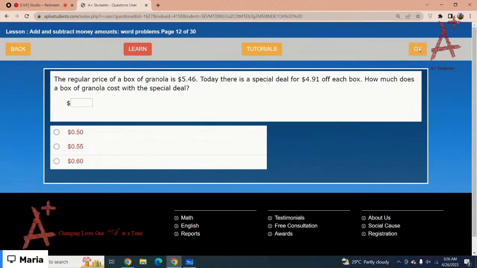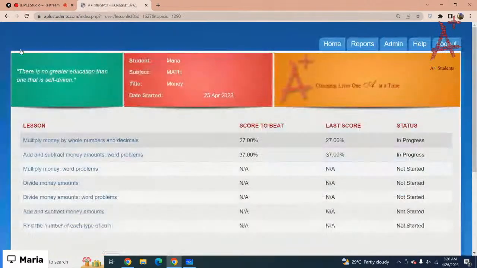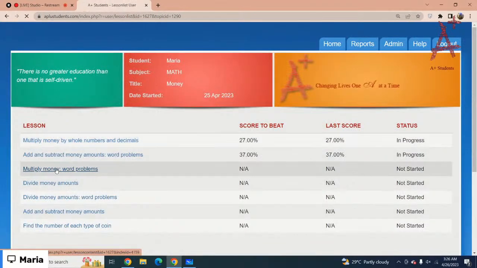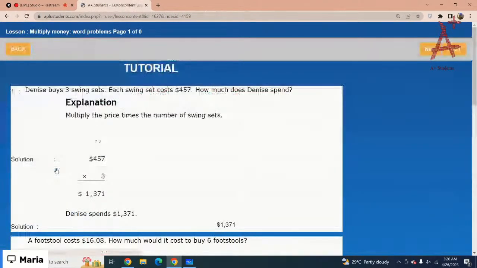Okay, you can complete the test by yourself later today. Let me just move on to the next lesson. And the next lesson is multiply money word problems. So let's just start with the next lesson.